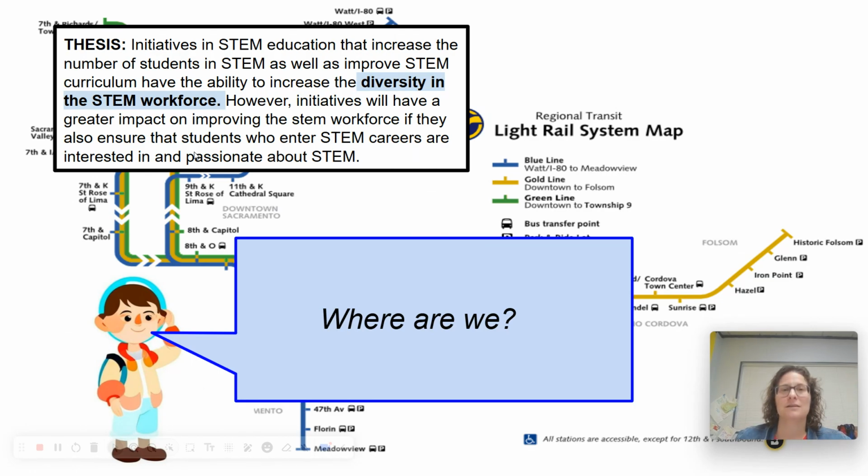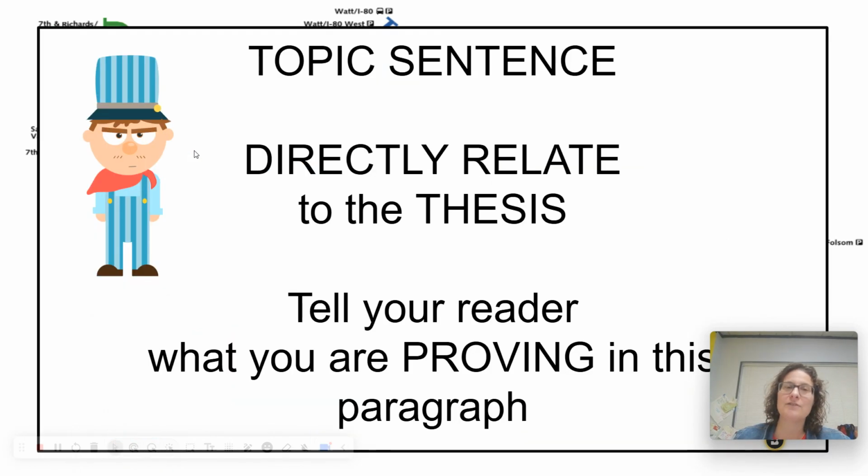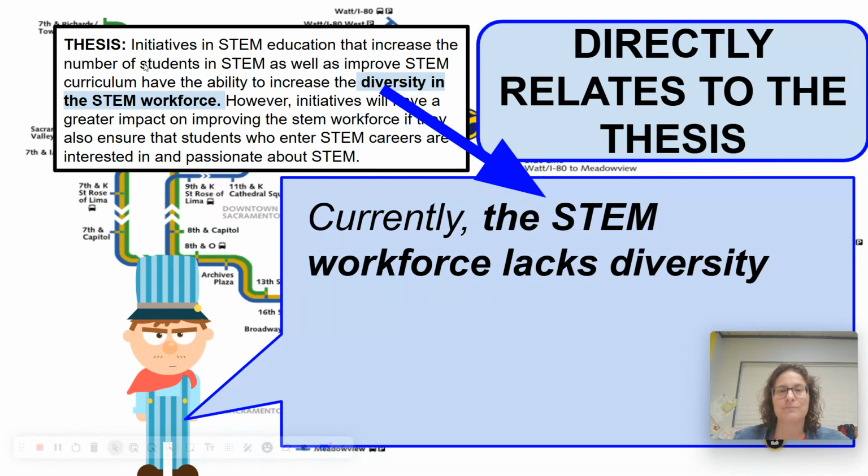So, your reader's going to think to themselves, okay, diversity. What do you know about that? Why are you talking about that? So you have to have a topic sentence that directly relates to that part of the thesis, diversity, and then you have to tell your reader what you're going to prove in this paragraph. What are you explaining to me?